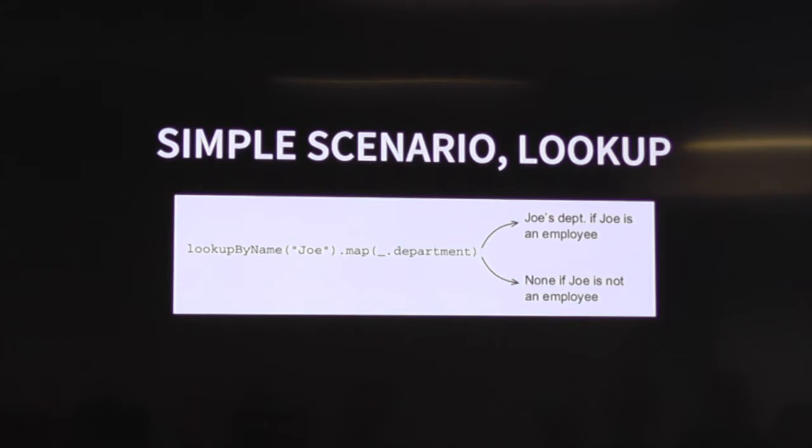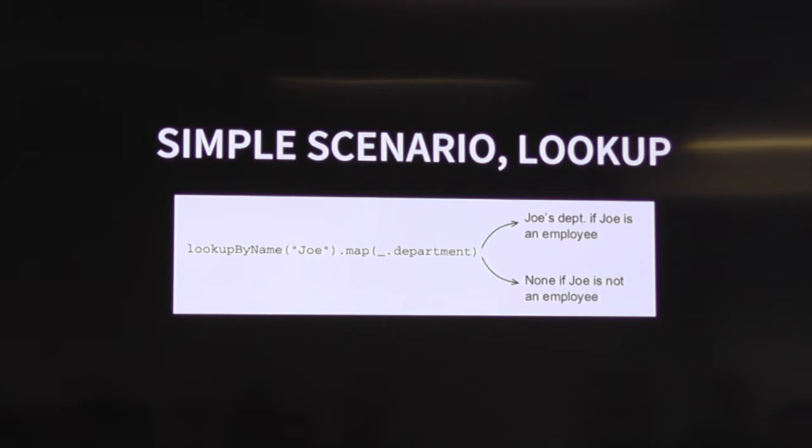And then if we have Joe, if we get a result back, we're going to map over that. So we're going to take our A and turn it into a B, in which case we're going to try and find the department for Joe. So this is an example of the underscore syntax. You've got a function which goes from an A to a B. So you're getting an employee and you'd like to take it to a department. So you call the department function on the only thing that was passed into that function, which was your employee. So it's just underscore dot department.